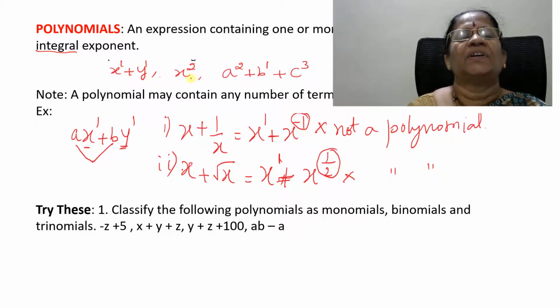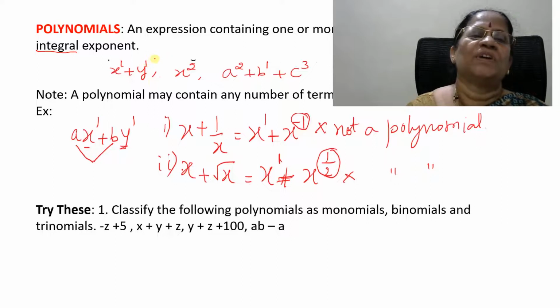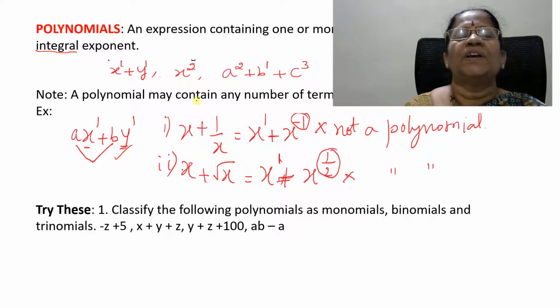And even this one, x square. Here a square plus b plus c cube. All these are examples for polynomials. Now let us consider a few more examples. ax to the power 1 plus by to the power 1. This is a polynomial. A polynomial may contain any number of terms, one or more than one.